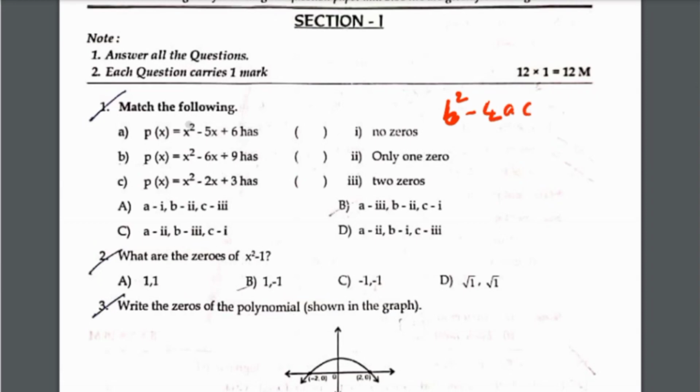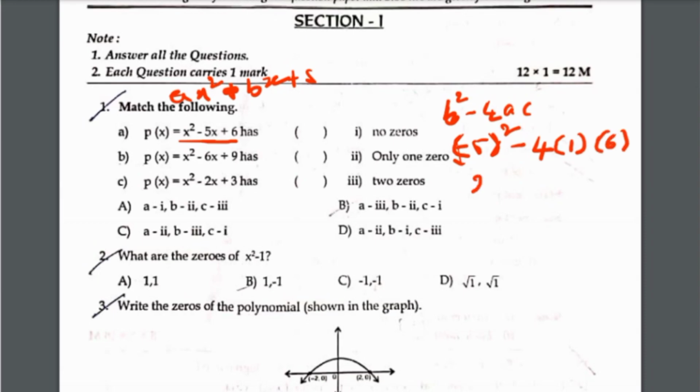Here b is minus 5, you can compare this with ax square plus bx plus c. So b is minus 5, so you can write minus 5 whole square minus 4, and in the place of a we have 1, that is the x square coefficient is 1, and c is 6. Minus 5 square is 25, minus 4 ones are 4 and 4 sixes are 24. So you got answer 1. If it is a positive number, then you have 2 zeros for this. So the first one is 3.